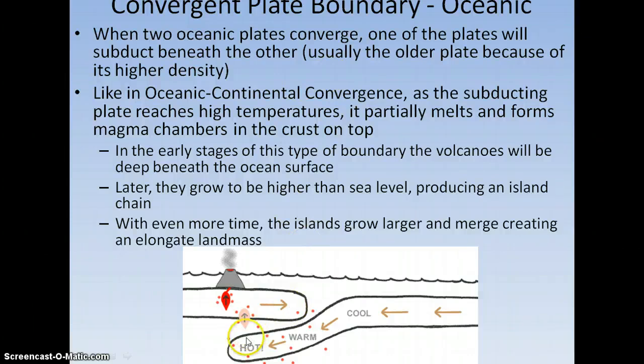a higher temperature, right, like this again, and the same thing occurs as in the last example that we looked at, where the magma chambers rise and they can reach the top and volcanic activity occurs. Now first the volcano will be underwater, and then as more and more magma rises to the top, it will turn into an island, and they will grow larger, and they can merge to create elongated land masses.